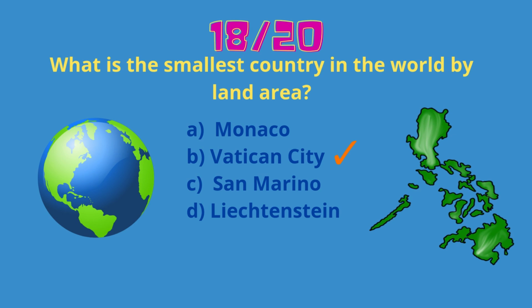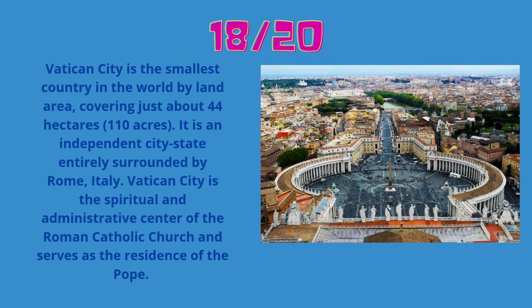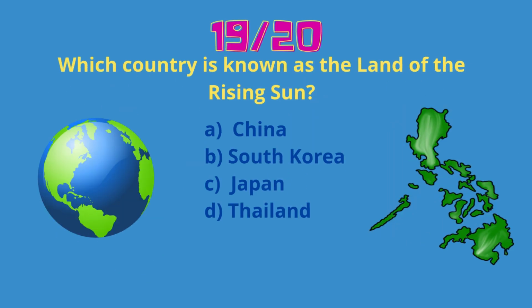Vatican City. Vatican City is the smallest country in the world by land area, covering just about 44 hectares, 110 acres. It is an independent city-state entirely surrounded by Rome, Italy. Vatican City is the spiritual and administrative center of the Roman Catholic Church and serves as the residence of the Pope. Which country is known as the Land of the Rising Sun? China, South Korea, Japan, Thailand.